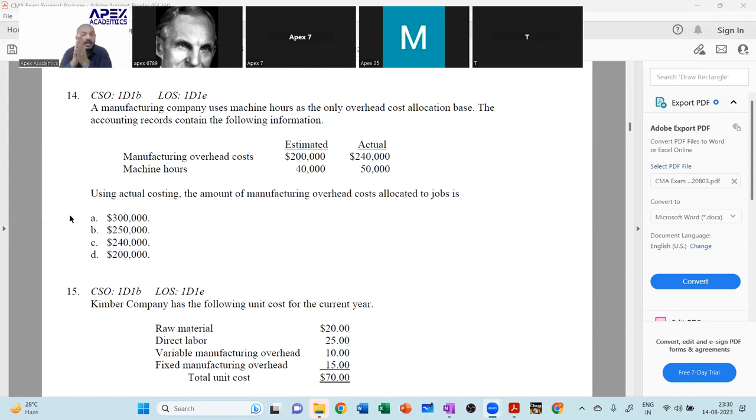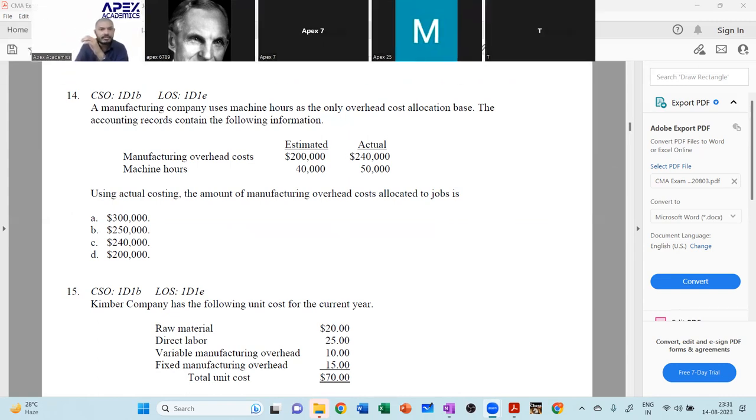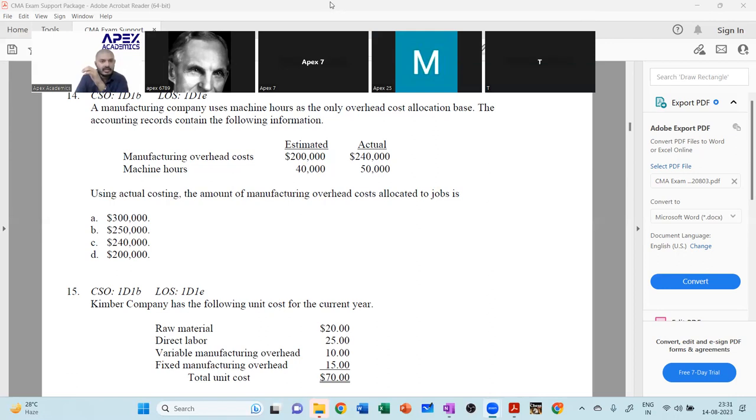Manufacturing overhead costs estimated to be 200,000, actual is 240,000. Machine hours are 40,000, actual are supposed to be 50,000. Use actual costing. What is the amount of manufacturing overhead that is allocated to the job? My dear friends, actual costing will always use actual costs and nothing else. So you are using actual costing.